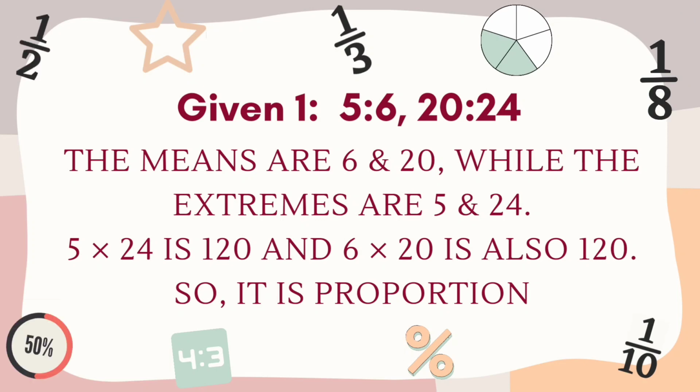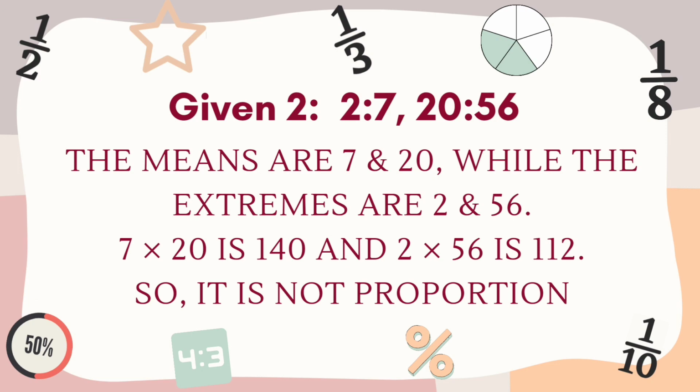Given number 1, 5 and 6, 20 and 24. The means are 6 and 20 while the extremes are 5 and 24. 5 multiplied by 24 is 120 and 6 multiplied by 20 is 120 also. So, it is a proportion.